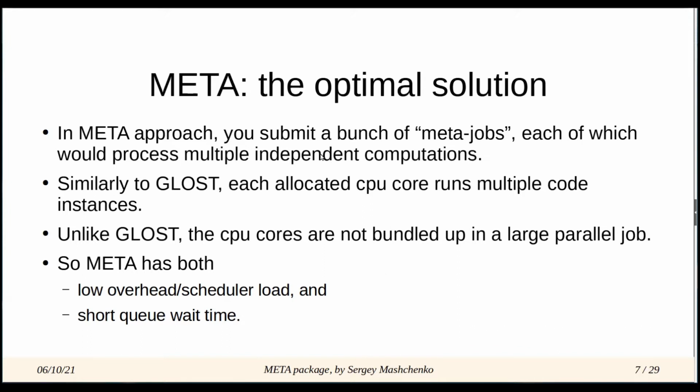So in the META approach, you submit a relatively small number of independent serial jobs. I call them meta jobs, each of which would process multiple independent computations. Similarly to GLOST, each allocated CPU core would run multiple code instances. But unlike GLOST, you're not bundling up CPU cores into one rigid large parallel job, which is so hard to schedule and run for the scheduler because it's so rigid. So META has both advantages of low overhead scheduler load and short queue wait time.